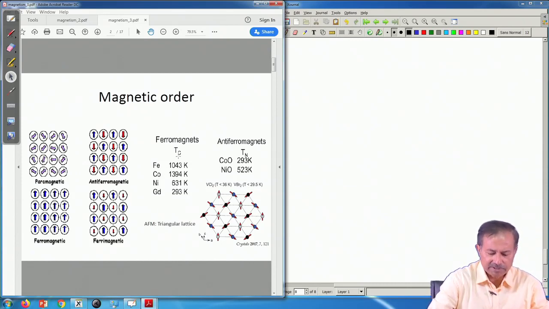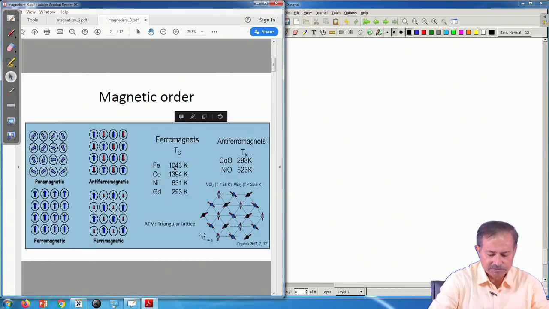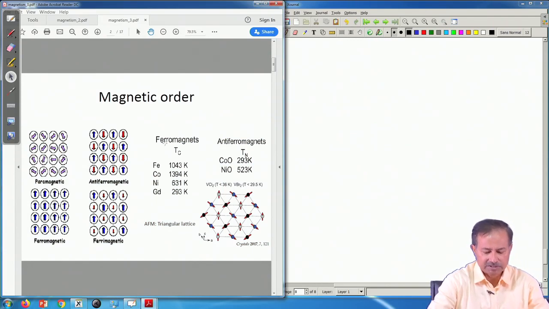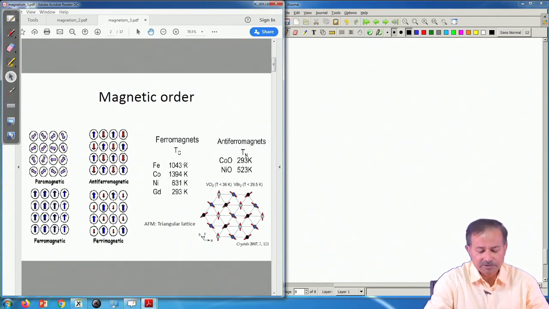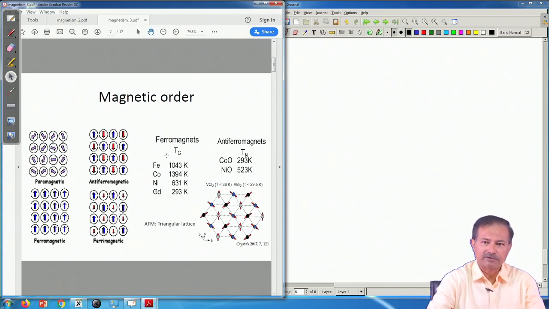Now, these ferromagnets, for example, there are elemental ferromagnets available in nature, iron, cobalt, nickel, which are very well known. Look at the transition temperature. What is this transition temperature? The transition temperature is, as I said, where the disorder due to thermal fluctuations cancels the scale of energy that gives you the ordering.